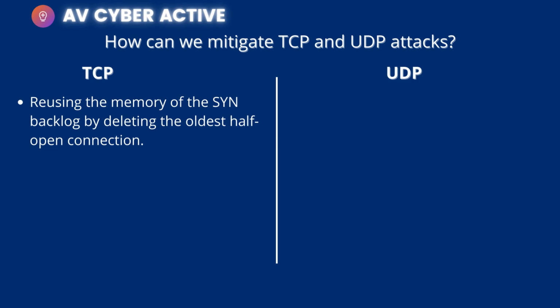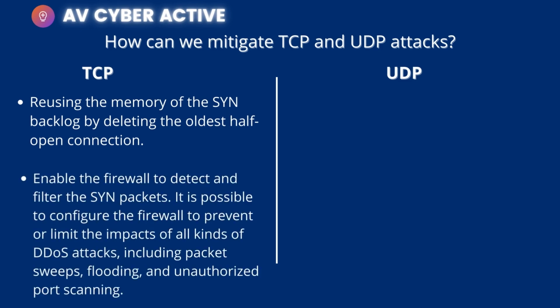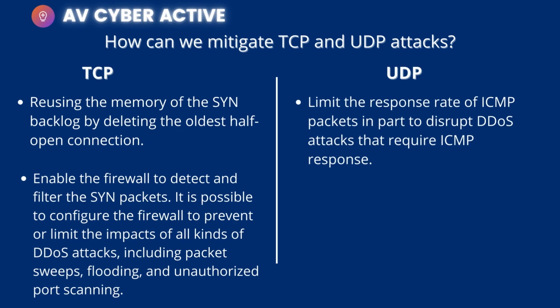You can also enable the firewall to detect and filter SYN packets, especially if it's getting bombarded with SYN packets. It is also possible to configure your firewall to prevent or limit the impact of this kind of DDoS attack. Most modern firewalls would come built in, out of the box with this capability. And to mitigate the UDP attack, you can limit the response rate of ICMP packets, in part to disrupt the DDoS attacks that require ICMP responses.